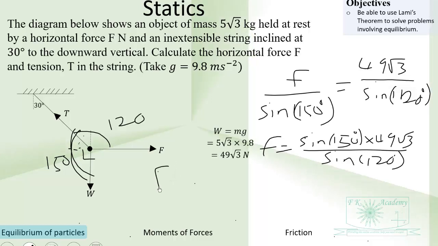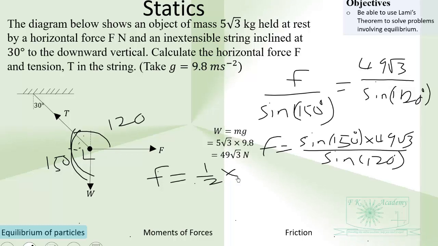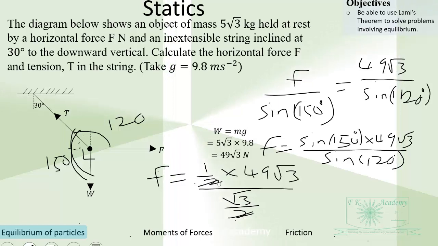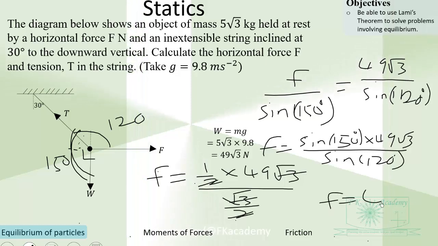So we can simplify further to obtain: sine 150 is half, so 1 over 2 times 49 root 3 all over sine 120, which is root 3 over 2. So this will simply get rid of the 2s, and root 3 will also get rid of root 3. So F will be equal to 49 newtons. So F is 49 newtons and T is 98 newtons.